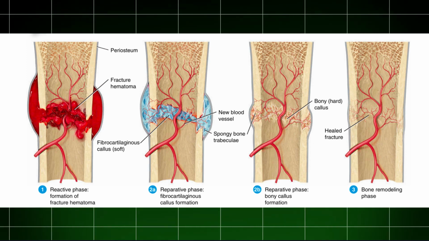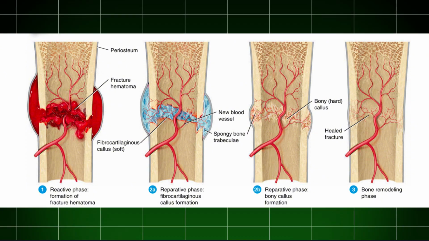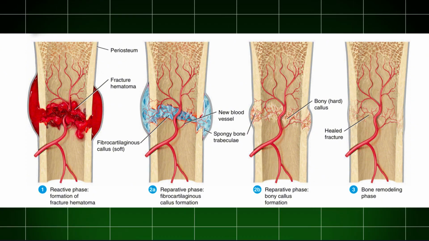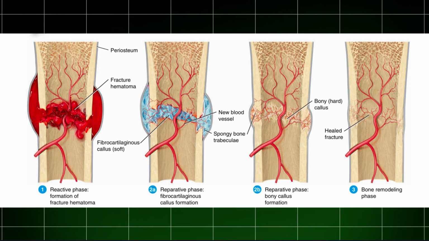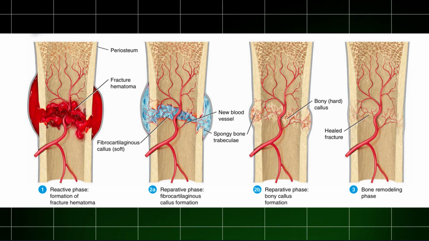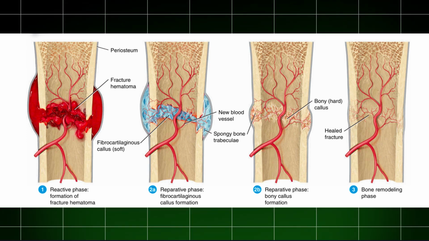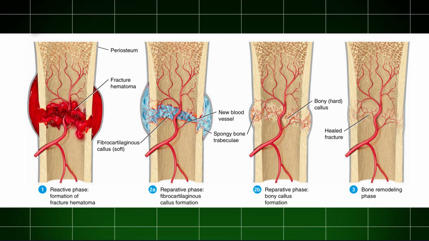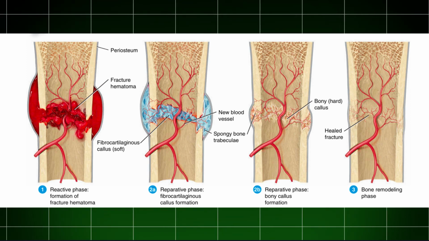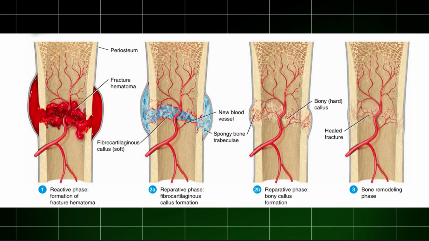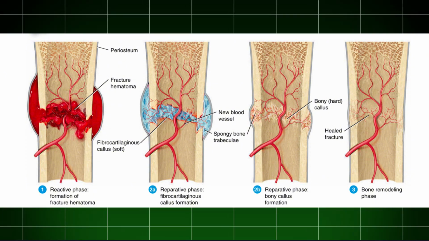Phases of bone repair. When a bone breaks, your body has a pretty amazing repair process to fix it. There are three main phases. The first phase is the reactive phase, the second is the reparative phase, and the third is bone remodeling. In the first phase, the reactive phase, this is the first response to the injury and involves inflammation.